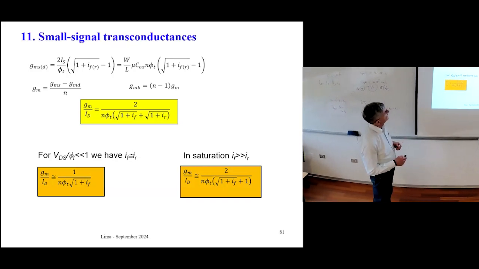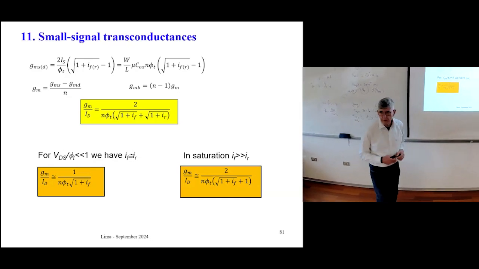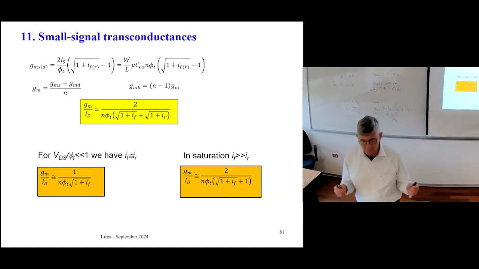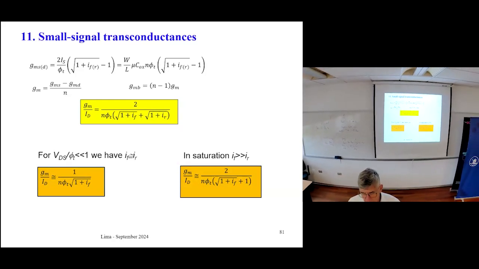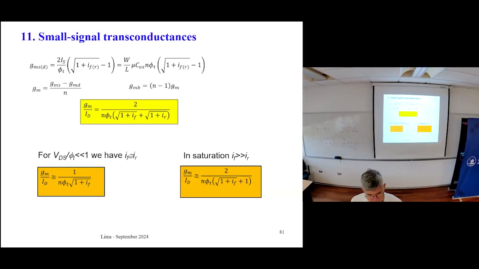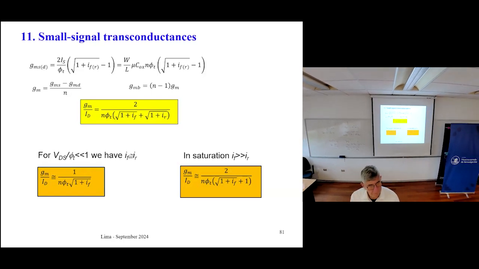What happens when VDS is very small? When VDS is very small, you see that the channel is uniform. So if you move the voltage at the drain or at the source, they have the same effect, right? So I can replace this expression with this one here.